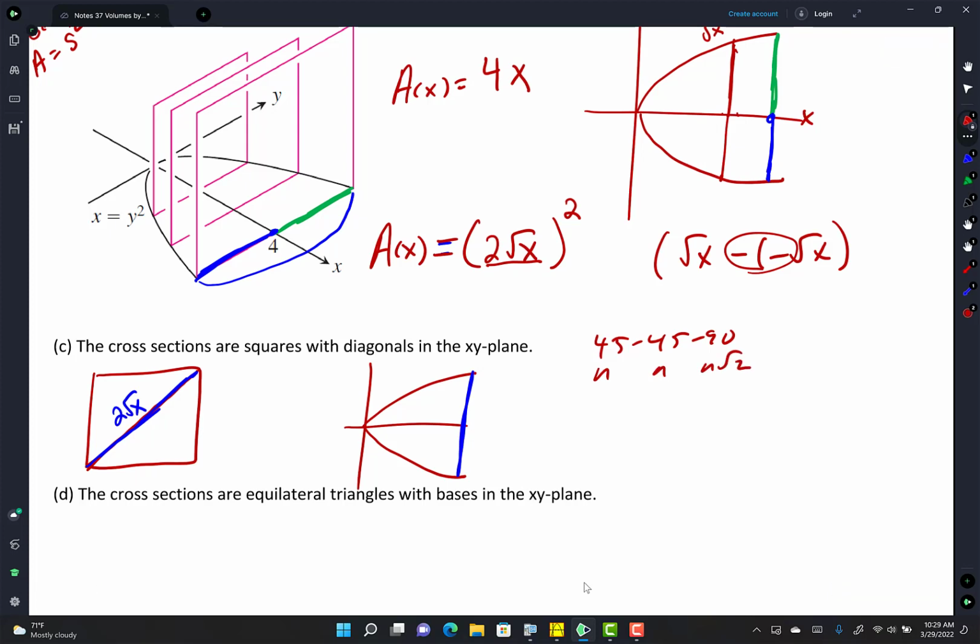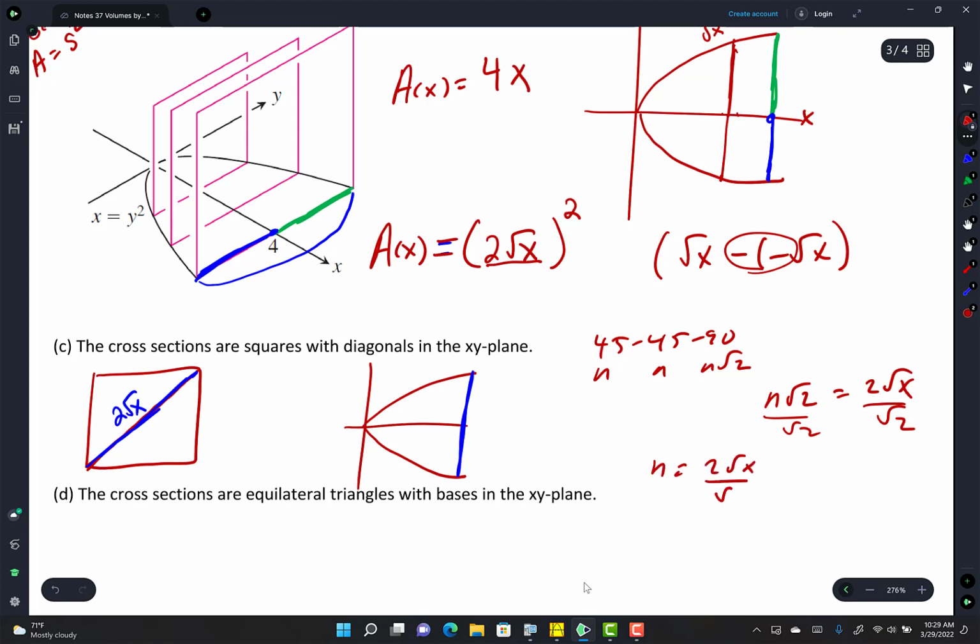So in case you don't see what just happened, guys, we did this: n square root of 2 equals 2 square root of x. What you want is to find n, because we want the area of that cross section, which is just n times n. So divide by square root of 2, divide by square root of 2. So n equals 2 square root of x over square root of 2. Times square root of 2 over square root of 2, you get 2 square root of 2x over 2, so that cancels out. It's just square root of 2x. Unless I messed up.